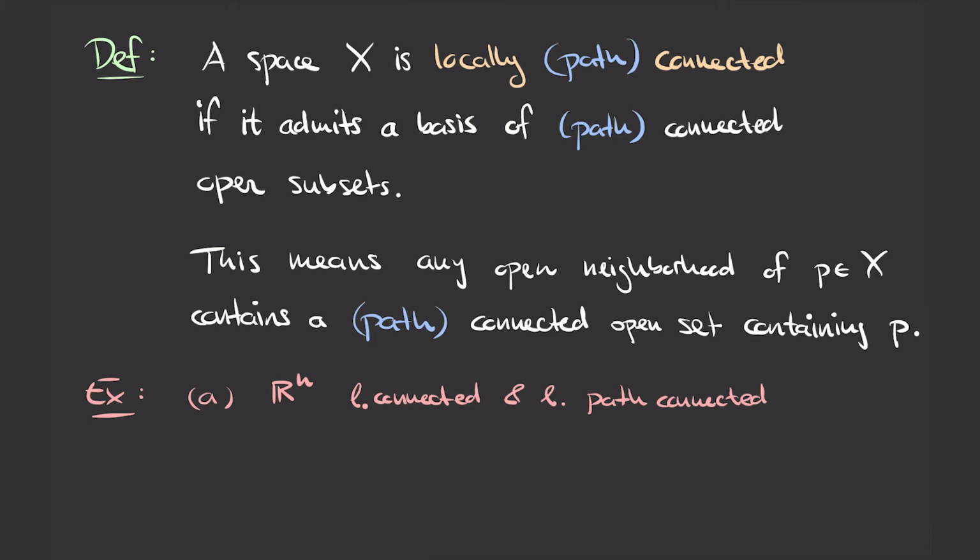One way to see this is to use the first definition we stated, which says that being locally connected means that you can have a basis of connected open subsets. And the open balls in Rn are connected open subsets, and they form a basis of Rn. So this immediately shows that Rn is locally connected. Now these open balls are also path connected, so this also shows that Rn is locally path connected.